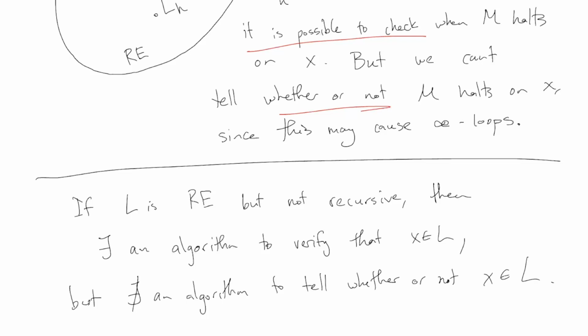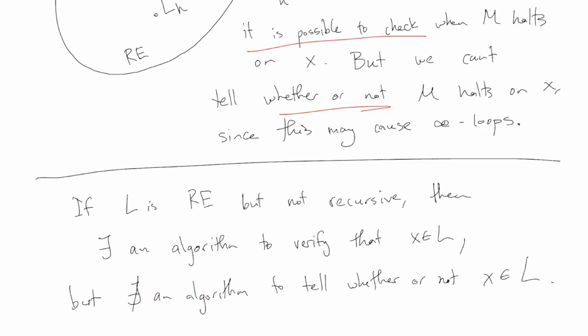This is the subtle distinction, all right? And this is true of the halting problem. It is possible to verify that a certain Turing machine will halt on a certain input, but it is not possible in general to decide whether or not it's going to halt. Because for the second one, you are in a situation where you can't tell the difference between an infinite loop and something which is just taking a long time to decide, all right?